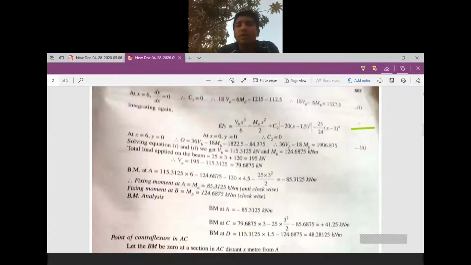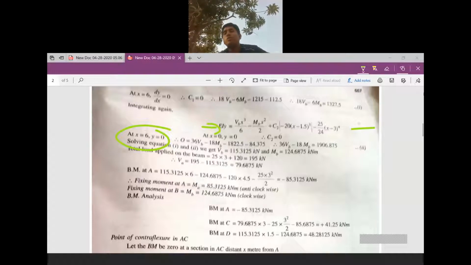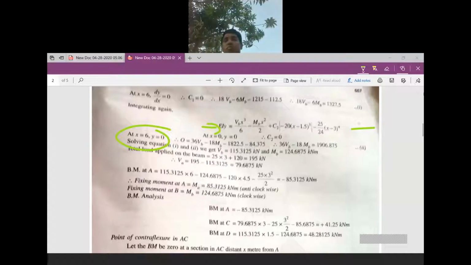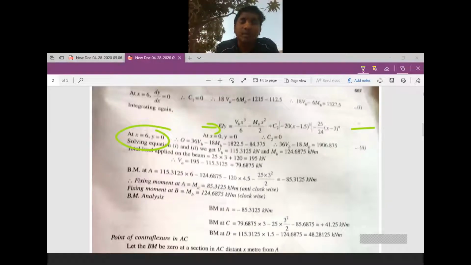Here you are substituting the other boundary condition at x equal to 6, y equal to 0. What happens? 0 equals VB into 6 cube by 6 minus MB into 6 square by 2. Here in this equation you are substituting C2, 20 into (6 minus 1.5) whole cube, 25 into 24 into (x minus 3) whole to the power of 4. After substituting and simplifying, you will get this equation.